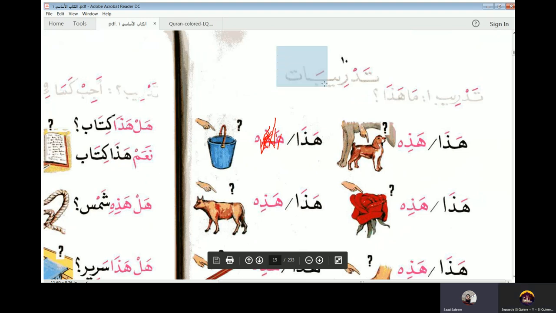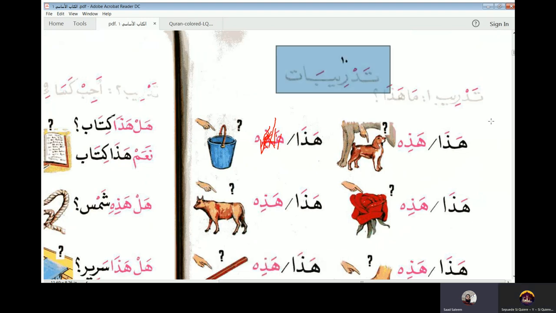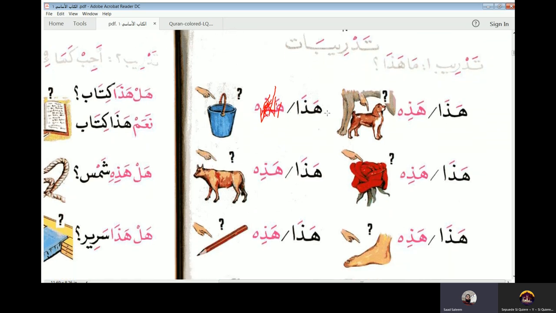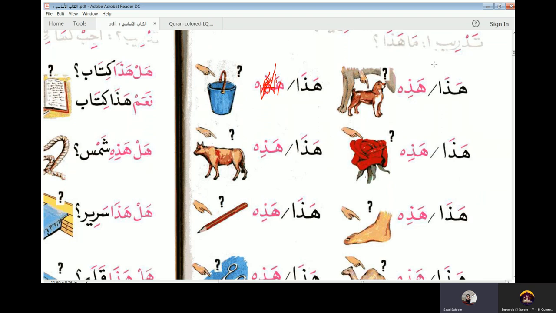Then we have tadribat, exercises. Tadrib al awwal, first exercise. Ma hada? What is this? We have two options, hada and hadihi. You know that hada is used for masculine and hadihi is used for feminine. So with masculine pictures, you will say hada jarwun. This is a puppy. Okay? And for feminine pictures, you will say hadihi wardatun. This is a rose. So now start.